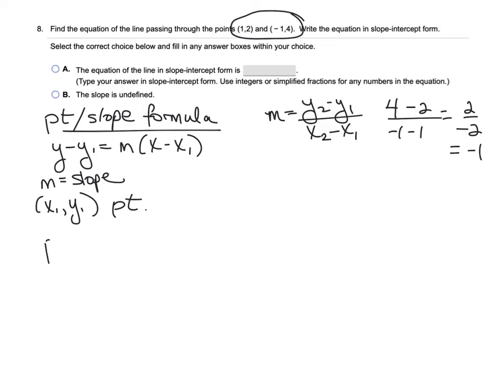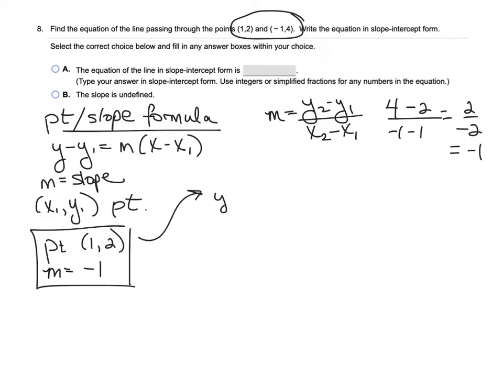So we need a point. I'm going to pick either one. I'll pick the point 1, 2. You can pick negative 1, 4 if you want to. We should get the same answer. And my slope is negative 1. Okay, we're going to use our point-slope formula, so let's plug it in. Y minus 2, let's pick the y from our point, equals the slope times x minus the x from our point. Okay, so that's the equation of the line.